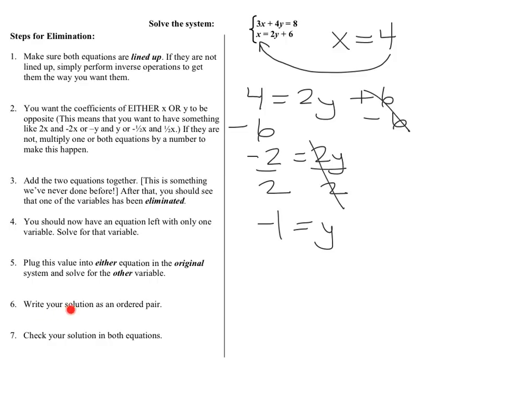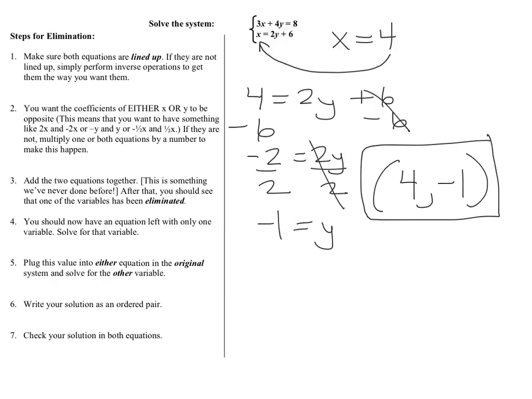Next step, write your solution as an ordered pair. Okay, so we know x is 4, y is negative 1. So the ordered pair, the solution, is going to be (4, -1). Remember, ordered pairs are always in parentheses, with a comma in between, x comes first, y comes second. So the very last step is check your solution in both equations.